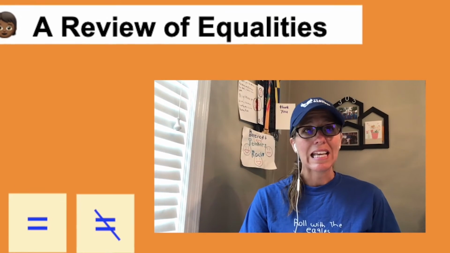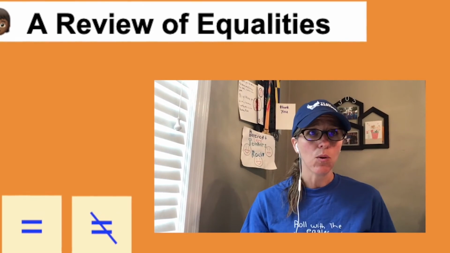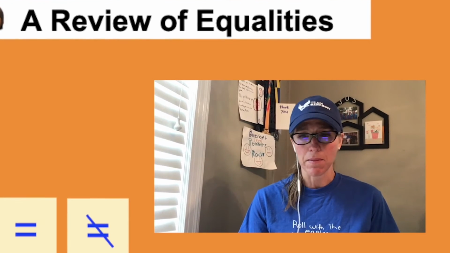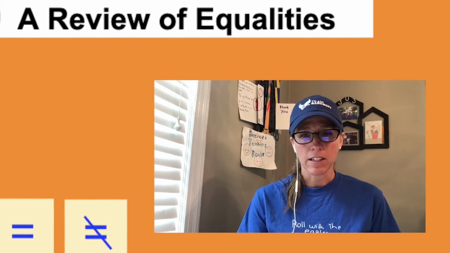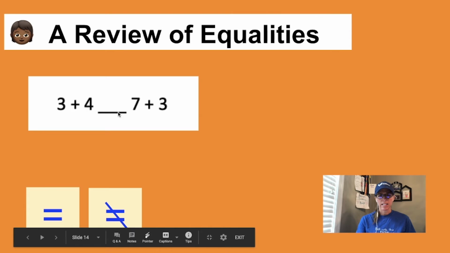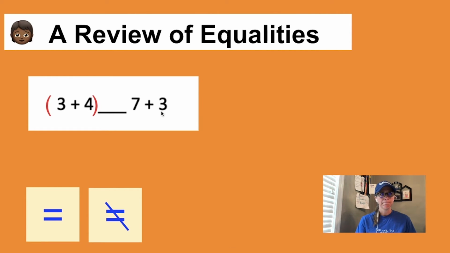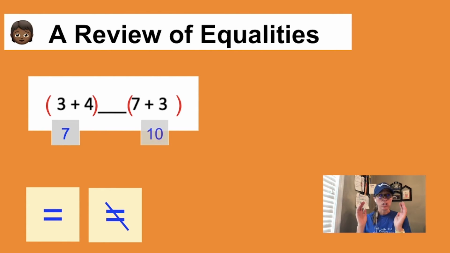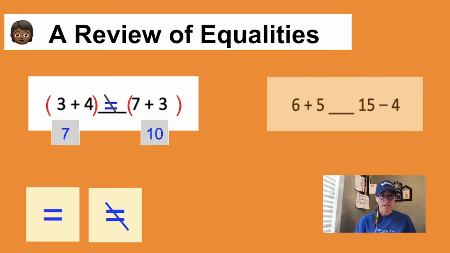We're going to review equalities, and you may have remembered that we can use the equal sign or the unequal sign to show an inequality, an equation that is not the same. Let's take a look. Is 3 plus 4 equal to or not equal to 7 plus 3? Well, we know that the expression 3 plus 4 is equal to 7, and 7 plus 3, that expression, is equal to 10. Well, 7 is not equal to 10, so we would put an inequality sign there.